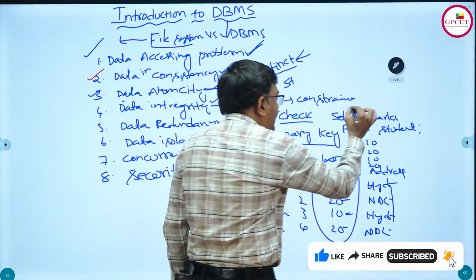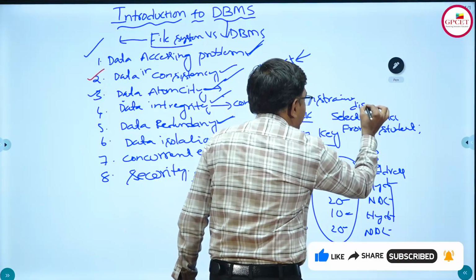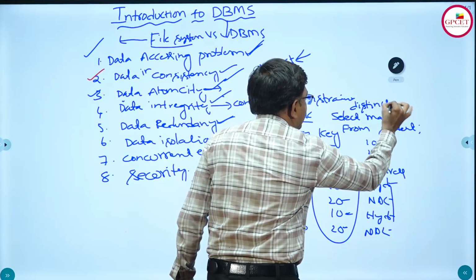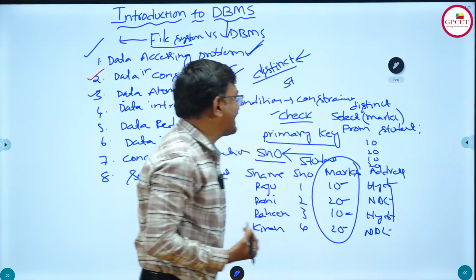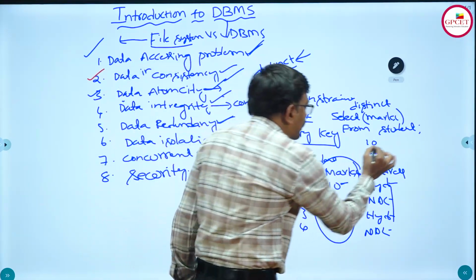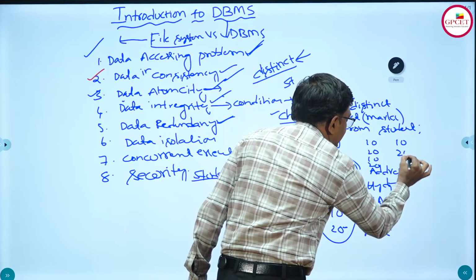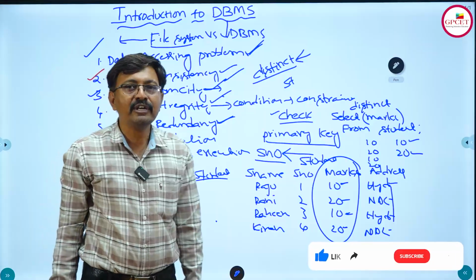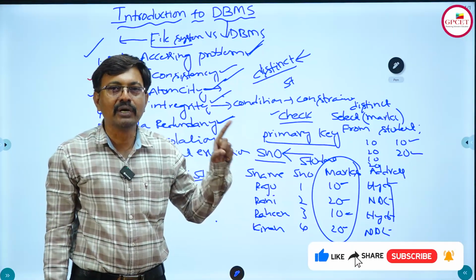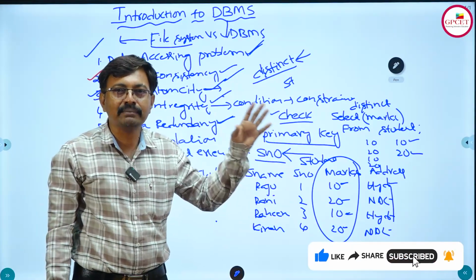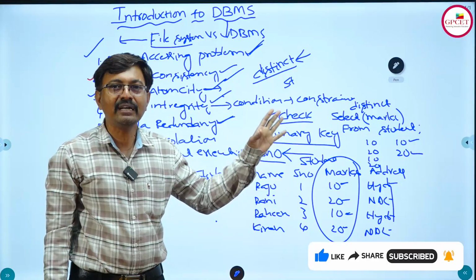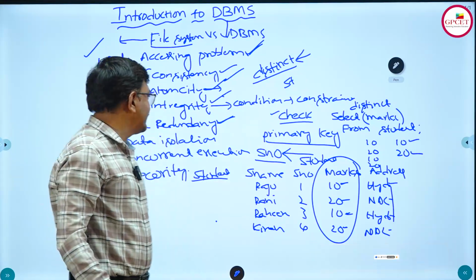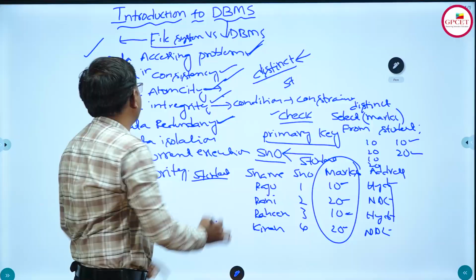That's why we apply DISTINCT, D-I-S-T-I-N-C-T. Select distinct of marks. What is the output? Output is 10 and then 20, only 10 one time, 20 one time. That is the elimination of duplication by using the DISTINCT keyword. That is the advantage of database management system, but a disadvantage in file system. That is the data redundancy. What is the first one?